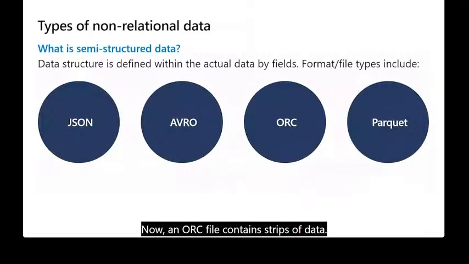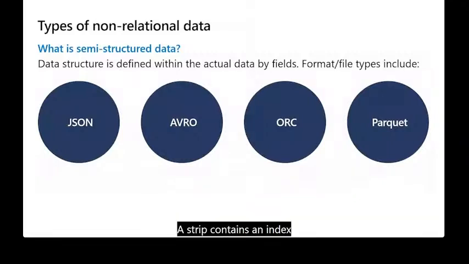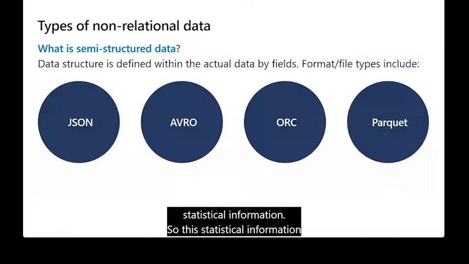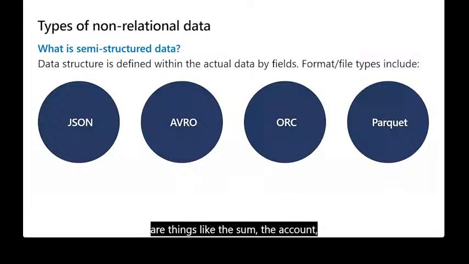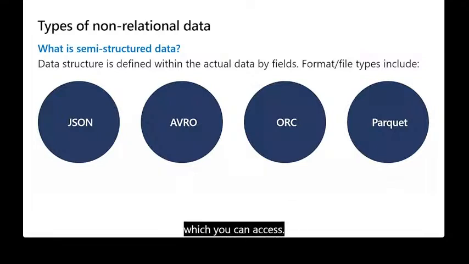Now, an ORC file contains stripes of data. Each stripe holds the data for a column or set of columns. A stripe contains an index into the rows in the stripe, and so the data for each row, and there's also a footer that contains statistical information. So this statistical information are things like the sum, the count, the max and min of that particular stripe of data, which you can access.